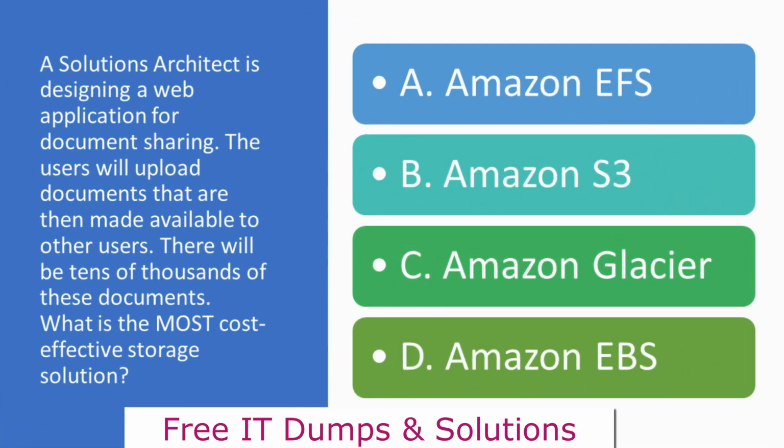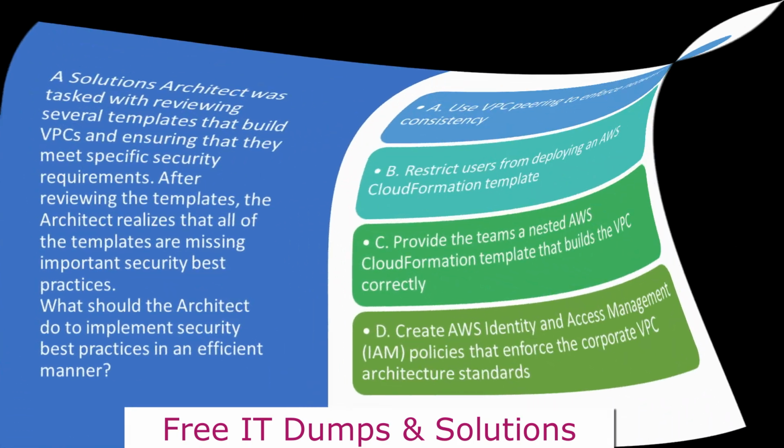A solutions architect is designing a web application for document sharing. The users will upload documents that are then made available to other users. There will be tens of thousands of these documents. What is the most cost-effective storage solution? Options we have: A. Amazon EFS. B. Amazon S3. C. Amazon Glacier. D. Amazon EBS. Correct answer for this question is option B, Amazon S3. Because it is the best choice along with being cost-effective. Let's talk about the next question.